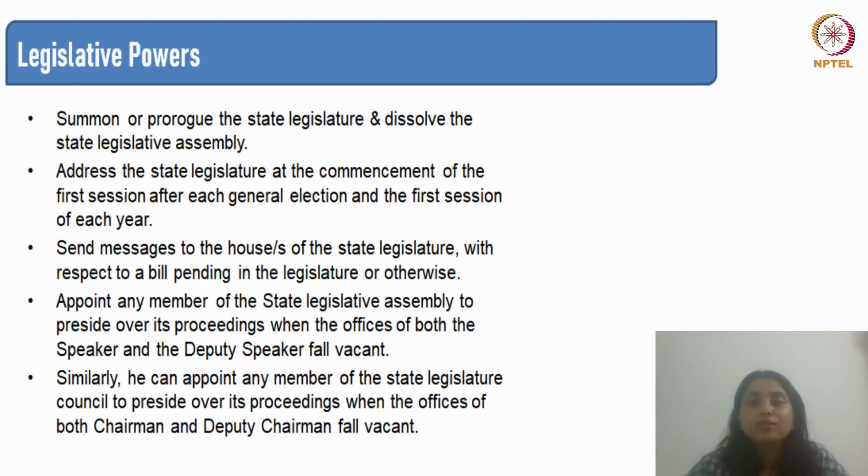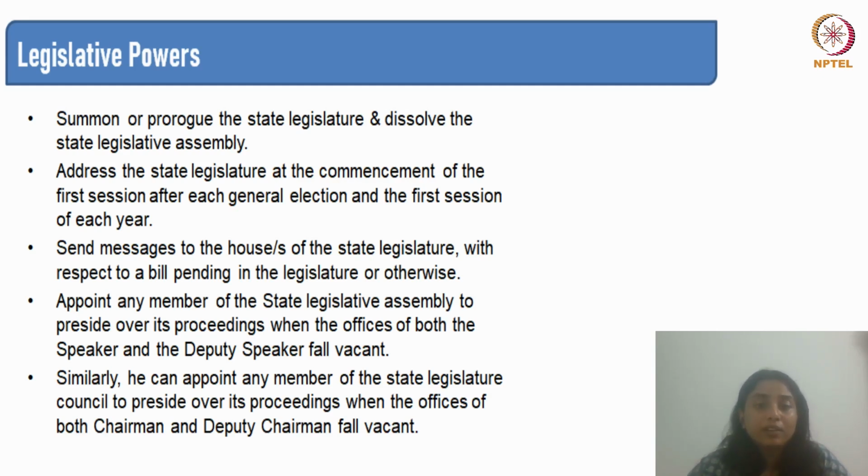The next power of the governor is regarding sending messages to state legislatures regarding pending bills. So this power is very similar to that of the president under Article 86. A governor can send messages to either house of the state legislature with respect to a bill that is pending in the legislature, and he also can send messages for other reasons as well.